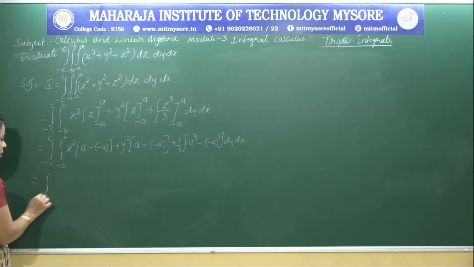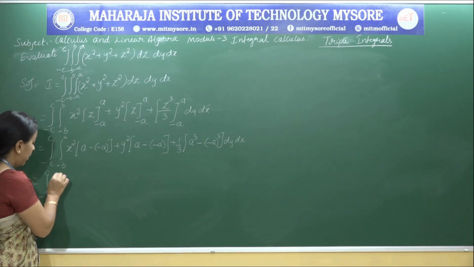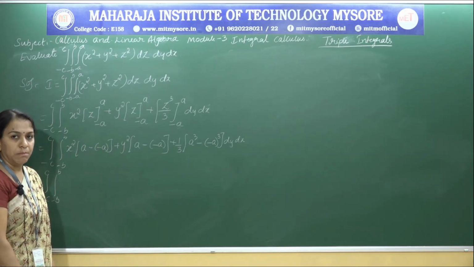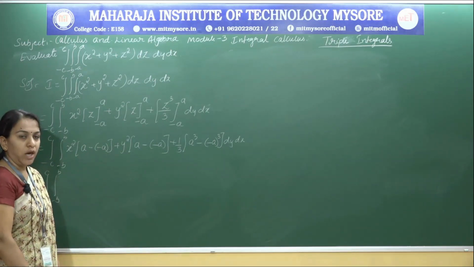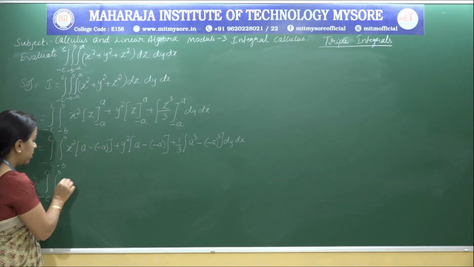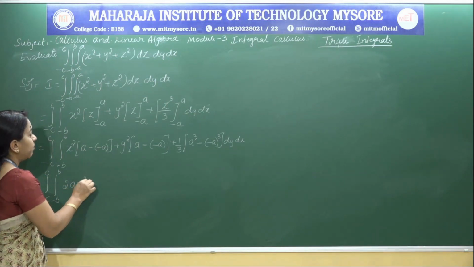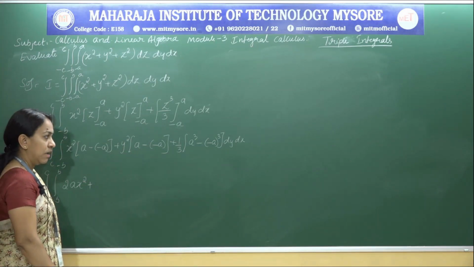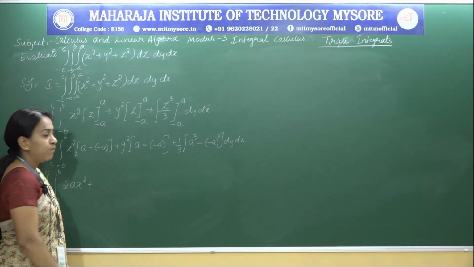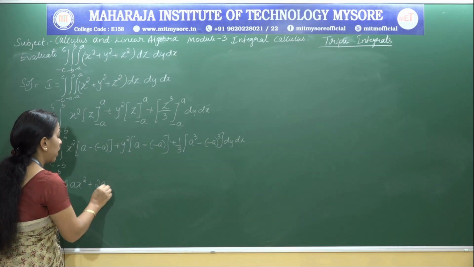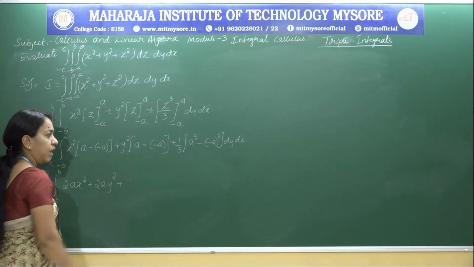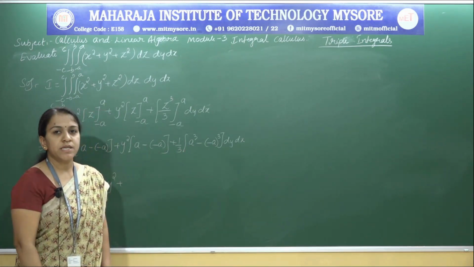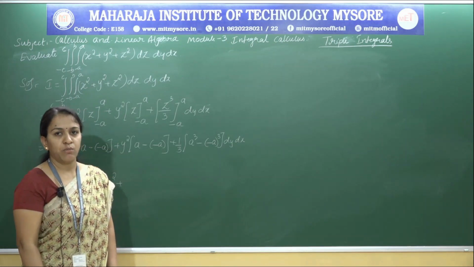Or if we simplify, triple integral minus c to c, integral minus b to b, a minus of minus a becomes plus a. So a plus a is 2a, 2a into x square is 2a x square, plus a minus of minus plus a again, and a plus a will be 2a. So 2a into y square is 2a y square, plus 1 by 3 times of a cube minus of minus a whole cube. So minus a whole cube is nothing but minus a cube again.